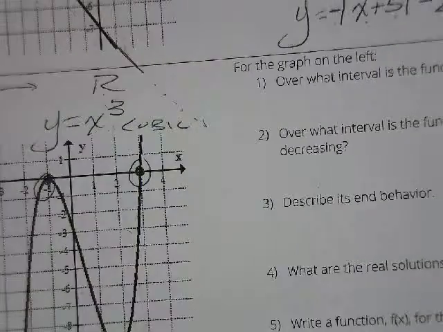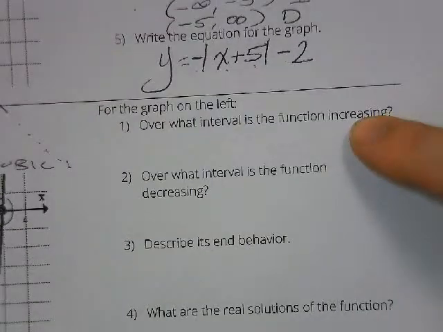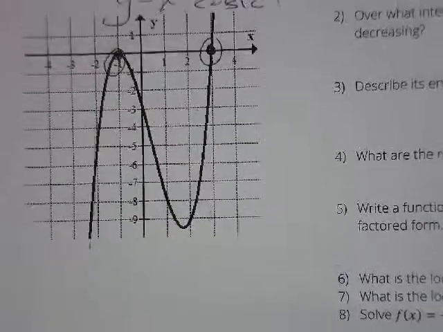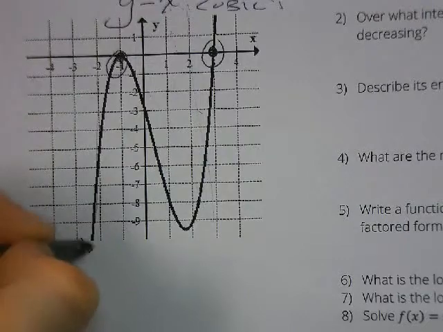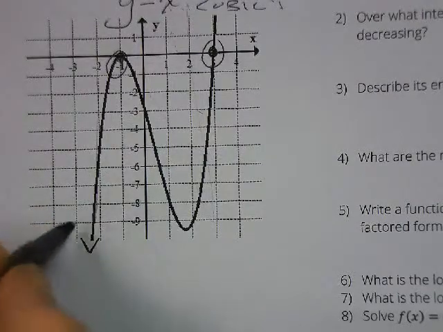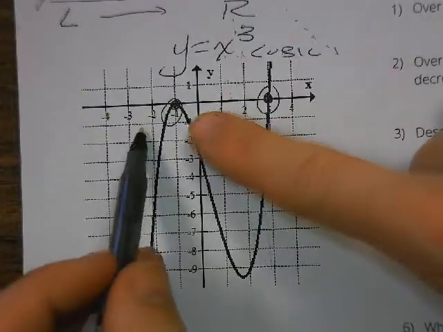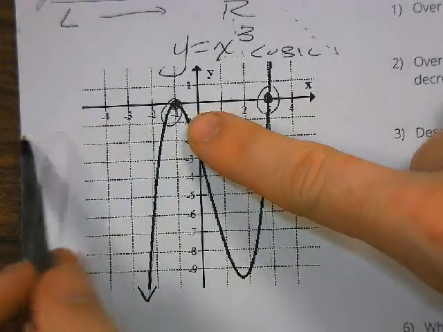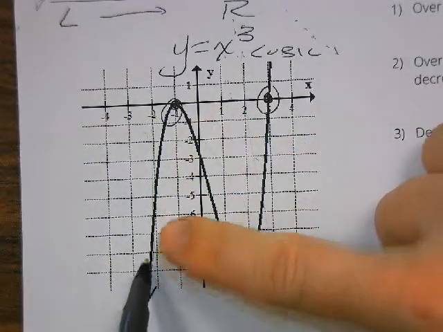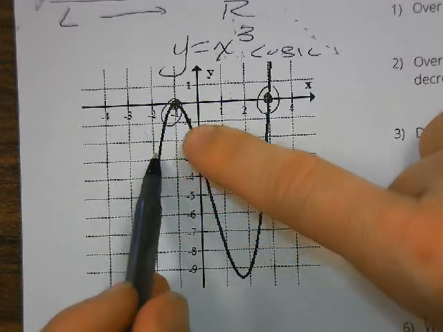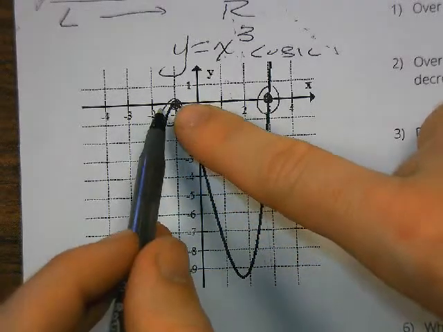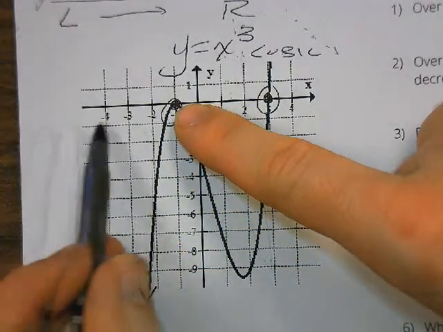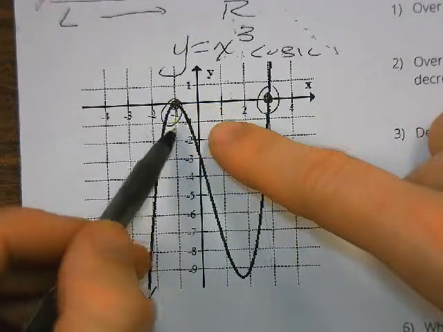Where is the function increasing? The function is increasing from here at -infinity, and I'm over on the x-axis. I'm talking about the x-axis, -infinity, all the way up on the x-axis to -1. That's when I'm increasing, from -infinity to -1. I'm decreasing here to about 1.5.